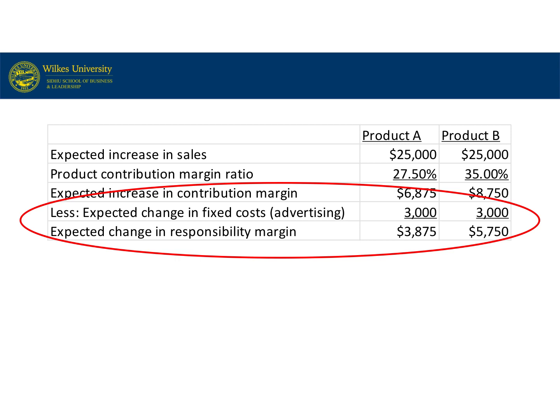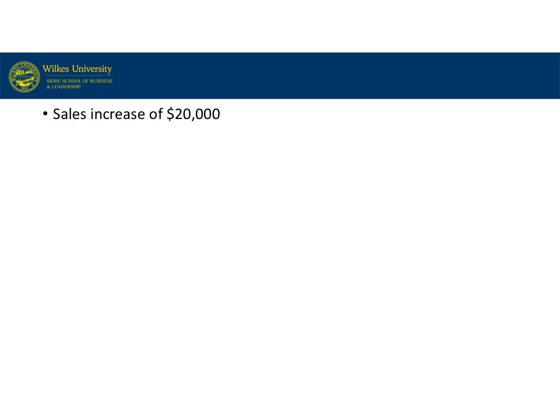With an increase in the monthly marketing costs, product A has an increase in the responsibility margin of $3,875, while product B increases a lot more, and the increase is $5,750. From there, we can now prepare an income statement for Galactic Harmony.